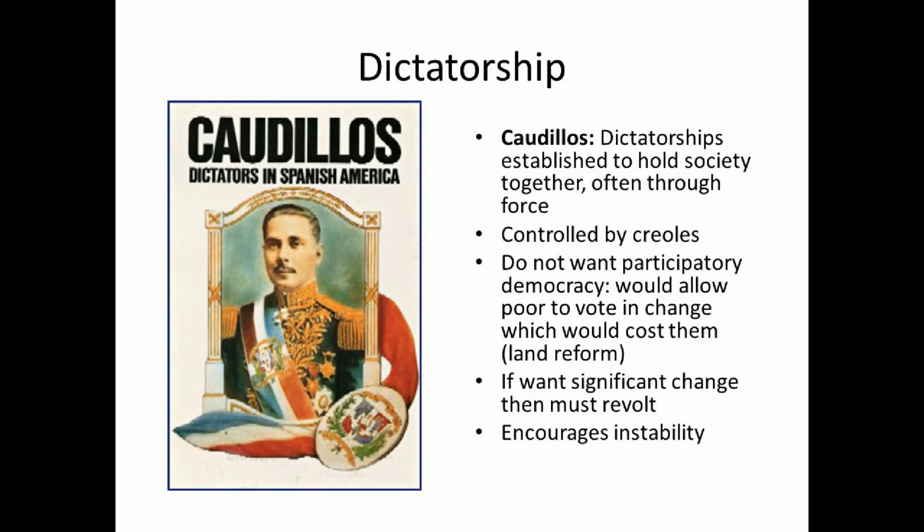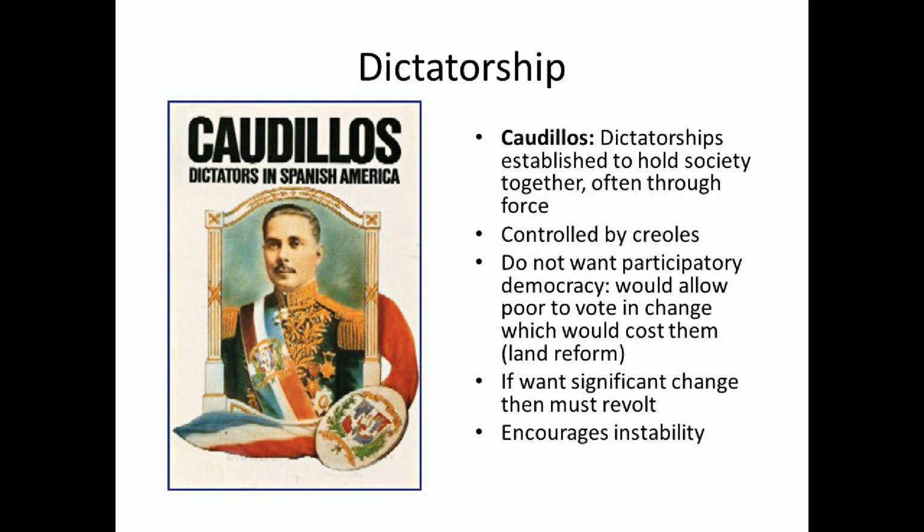Of course, democracies lead people to trust their government more, right? To be nationalistic and patriotic to their government and support their government even when they face very difficult situations. So democracy gives you power, but the Creoles, the caudillos, don't want democracy, even though it could make the country more powerful because it would hurt their economic interests. And the problem is, if you want significant change, then you need to revolt. You need to have a rebellion if you want significant change.